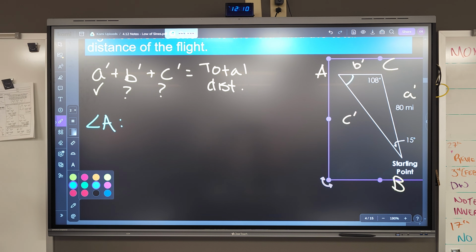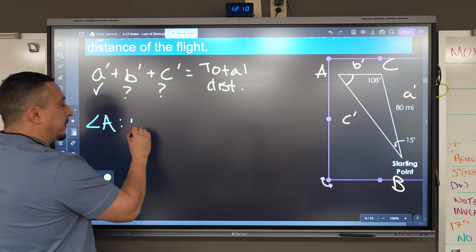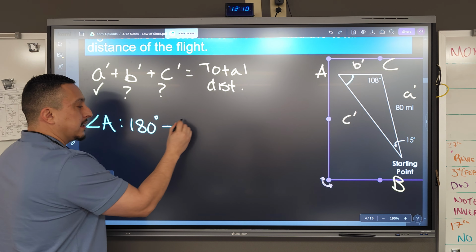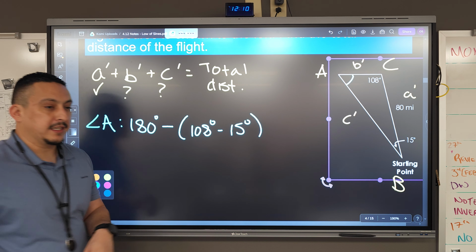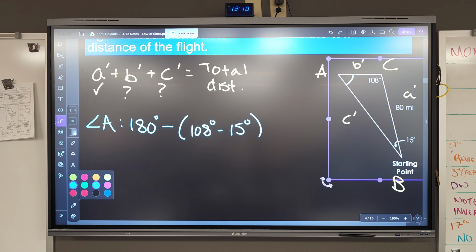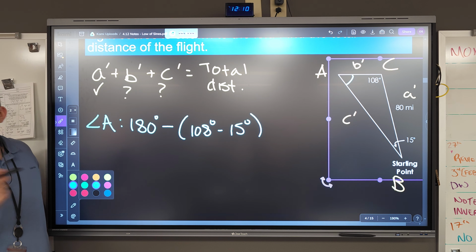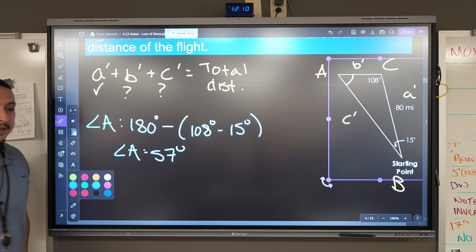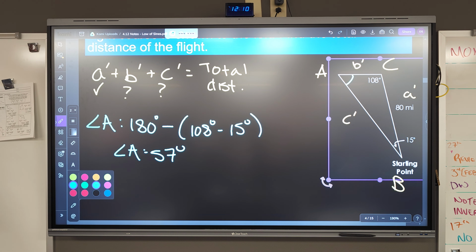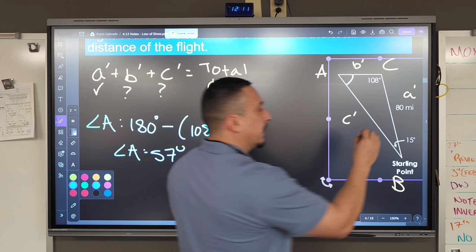Okay, here's one in a single line. Here's how you do it: 180 minus what those two add up to. That's one way you can do it. There's other ways, but 57. The point is that you add the other two and then subtract from 180, or in other words, all three of them have to add up to 180. Is that okay, guys? We're good with that? Okay, so 57.